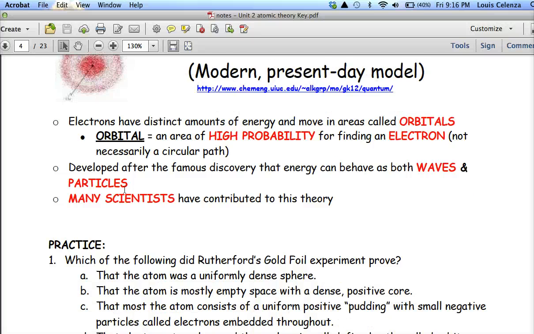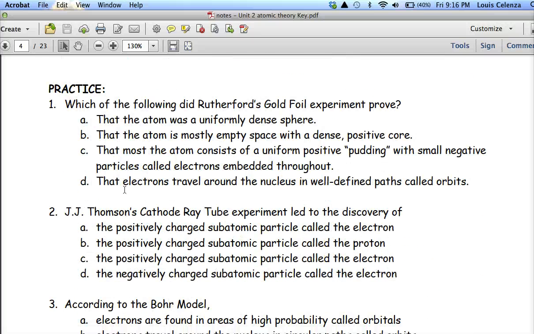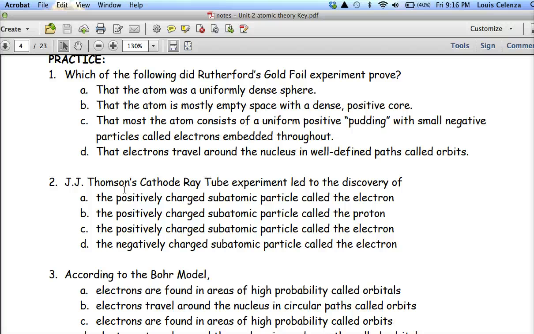And here are some review problems that you can also practice on. It says, which of the following did Rutherford's gold foil experiment prove? Well, let's take a look. That the atom was a uniformly dense sphere certainly did not prove that. That's what Thomson believed. The atom is mostly empty space with a dense positive core. Bingo. Letter B is the answer.